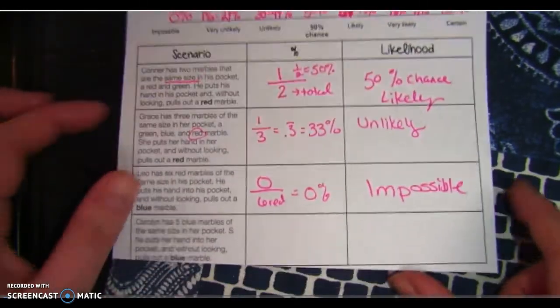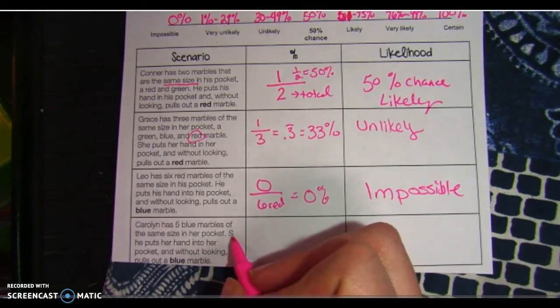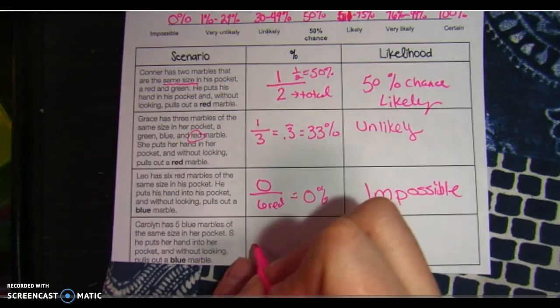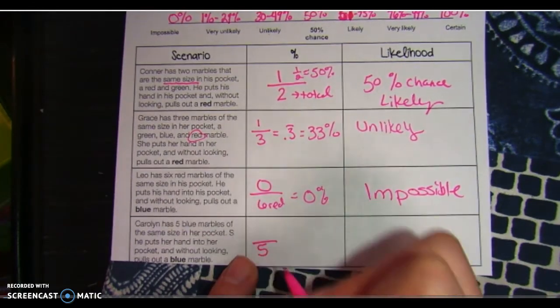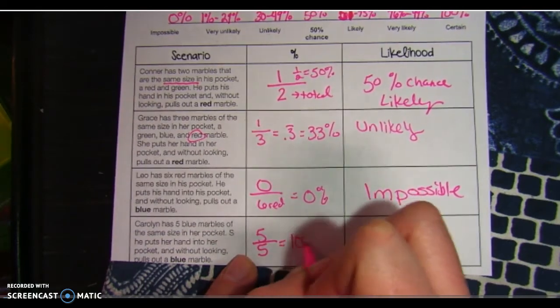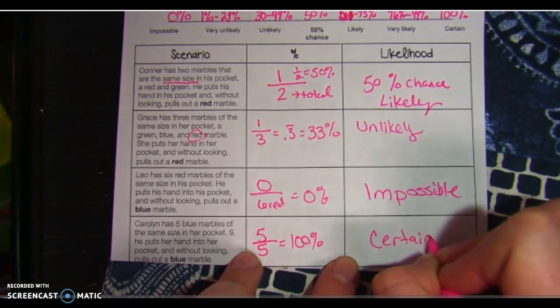So Carolyn now has 5 blue marbles of the same size in her pocket. I put a space there when I didn't need to. She puts her hand into her pocket, and without looking, she pulls out a blue marble. So she has 5 blue marbles, and they're all blue, so she has a 100% chance. So it's certain she's going to pull out a blue.